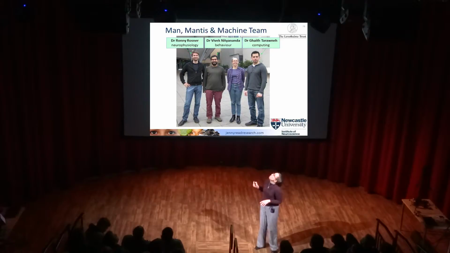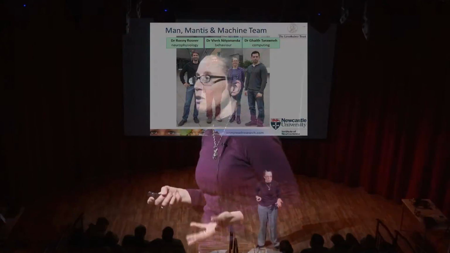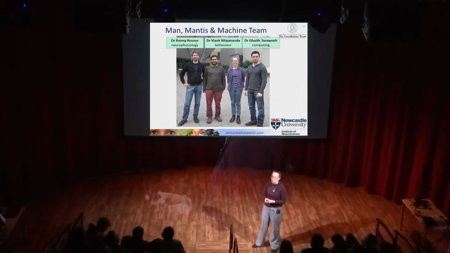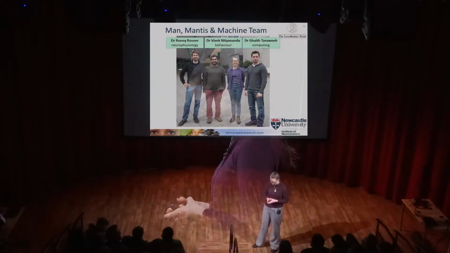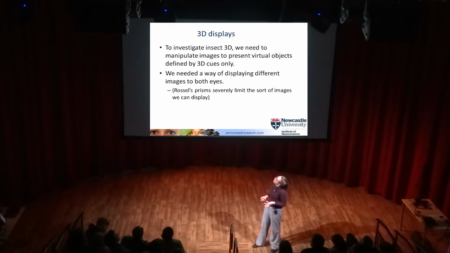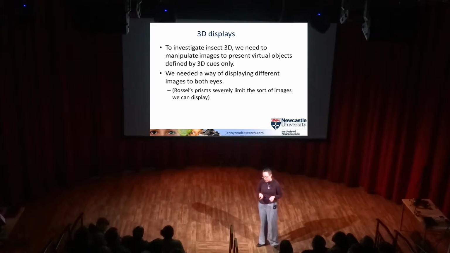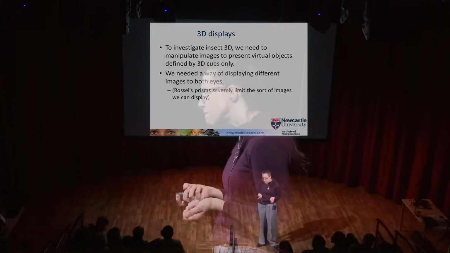So I wrote a grant application to the Leverhulme Trust and convinced them that this was a burning question we needed to know about. And we've started the Man, Mantis and Machine project aiming to compare stereo vision in human beings, in praying mantises, and also in machine vision algorithms. And I want to give the credit to these my 3 postdocs who are working on this project. So they're the ones who actually do the work. Now the first problem we had was, okay, how are we going to display 3D images to an insect?